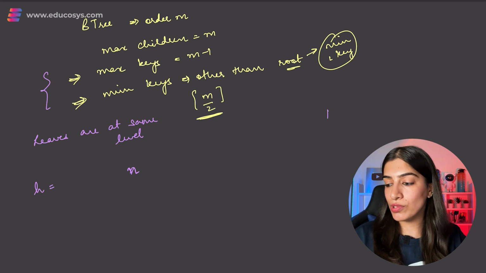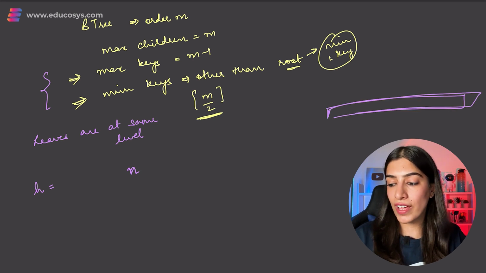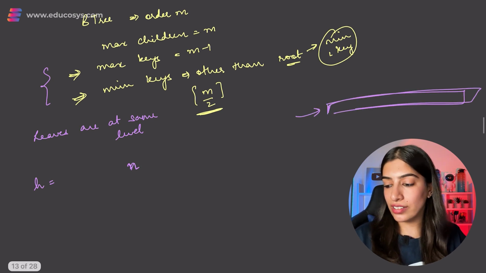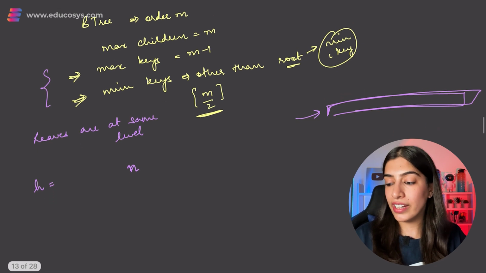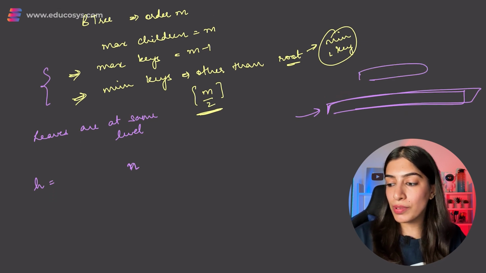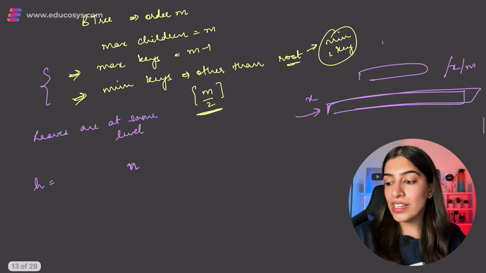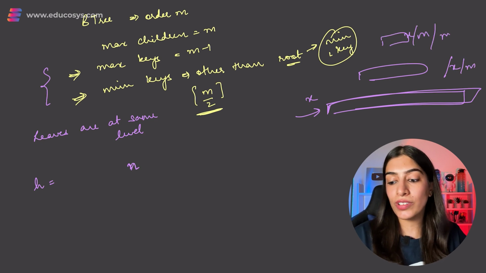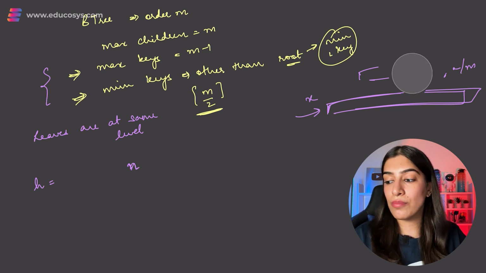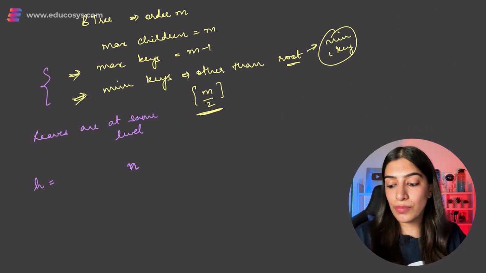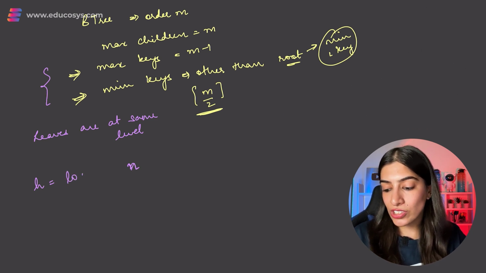Suppose the bottommost layer, the leaf layer, had a total of n. In the next layer up there will be x by m, in the next layer again x by m divided by m, so it will keep reducing by m till we come across 1. If we keep doing this, our h will actually become order of log n base m.